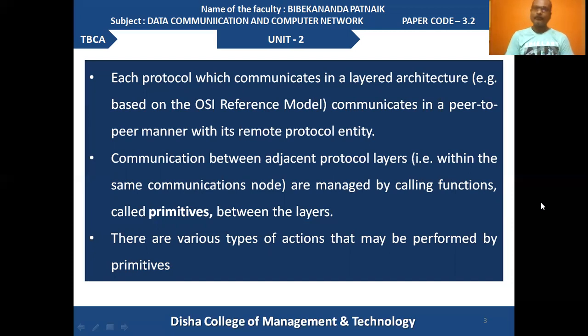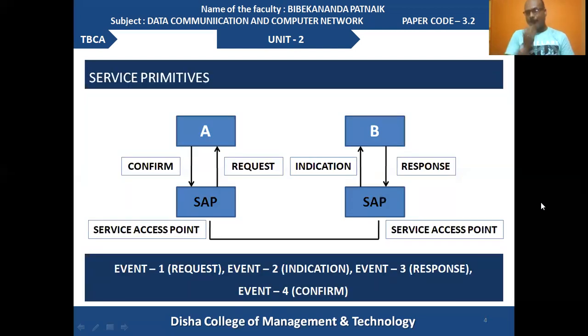So that's it. And this OSI reference model also has various types of actions that may be performed by the primitive. A primitive is normally called an operation or command which carries out the communication from one layer to another layer. So this is basically a block diagram for a service primitive.